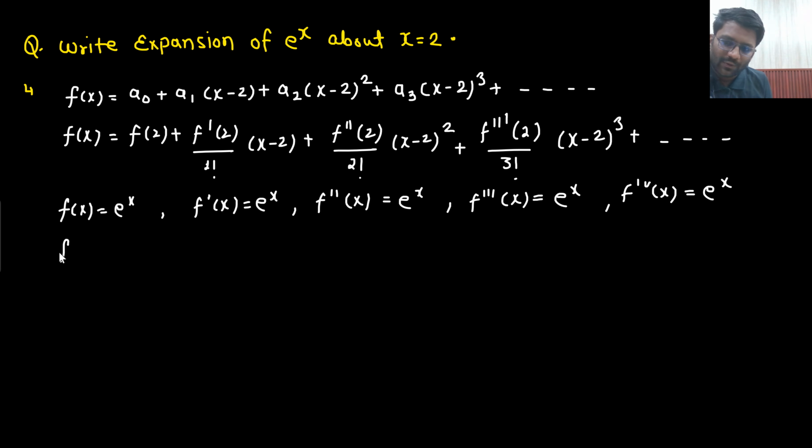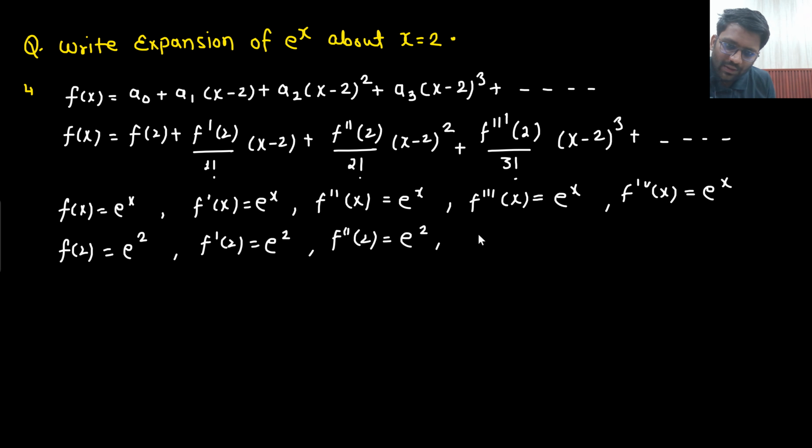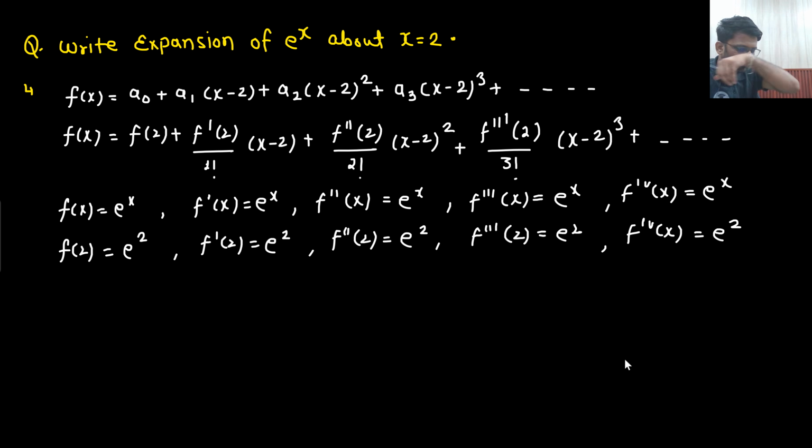So what will be the value of f of 2? f of 2 will be e to the power 2. f dash 2 will be e to the power 2 only. f double dash 2 will be e to the power 2 only. f triple dash 2 will be e to the power 2 only. The four-time differentiation at 2 will also be e to the power 2 only. Right? This is what we are getting.